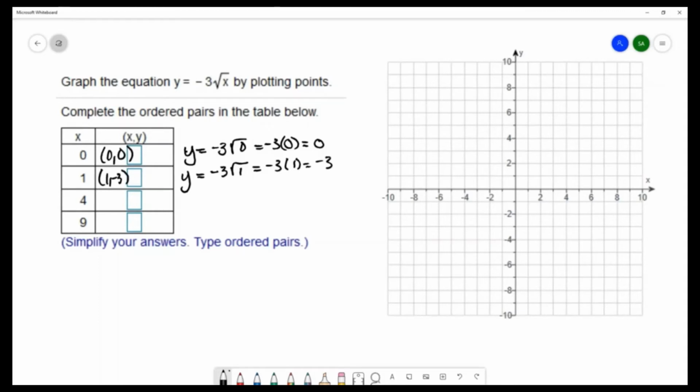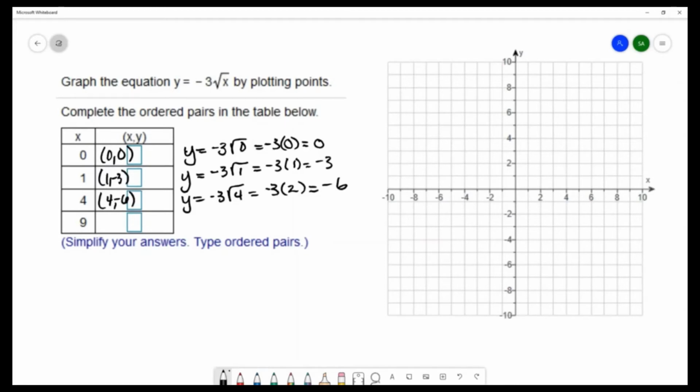For the next x, we have 4. Y equals -3 times square root of 4. That's -3 times 2, because square root of 4 is 2. And we get -3 times 2, which is -6. And our ordered pair is 4, -6.